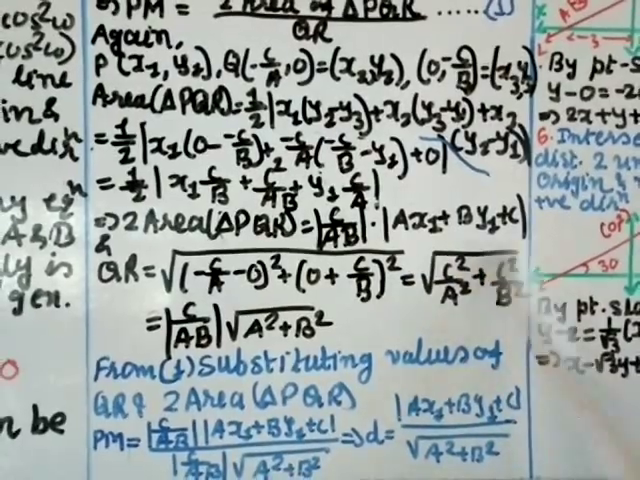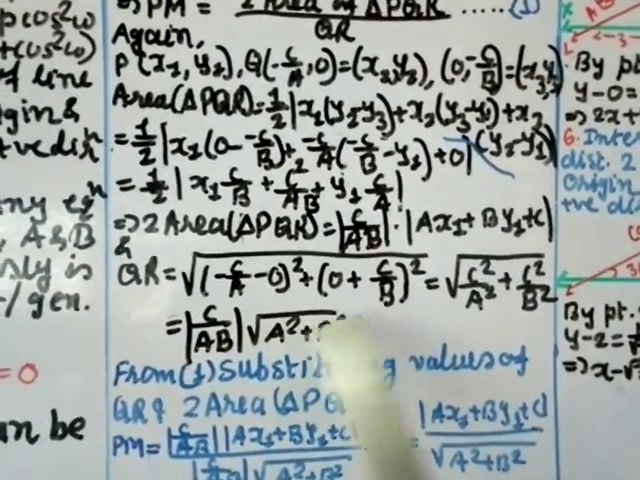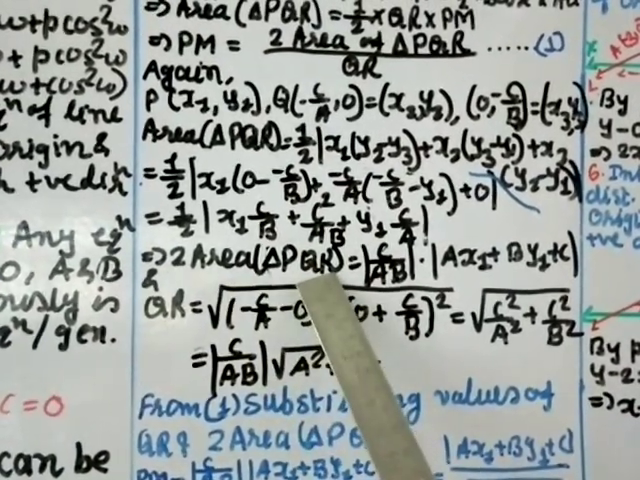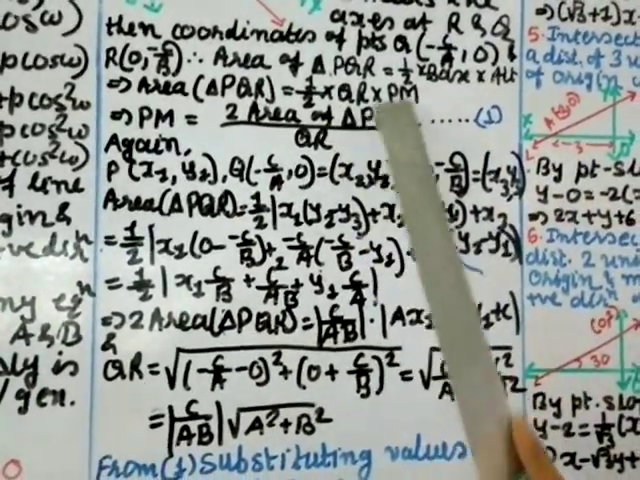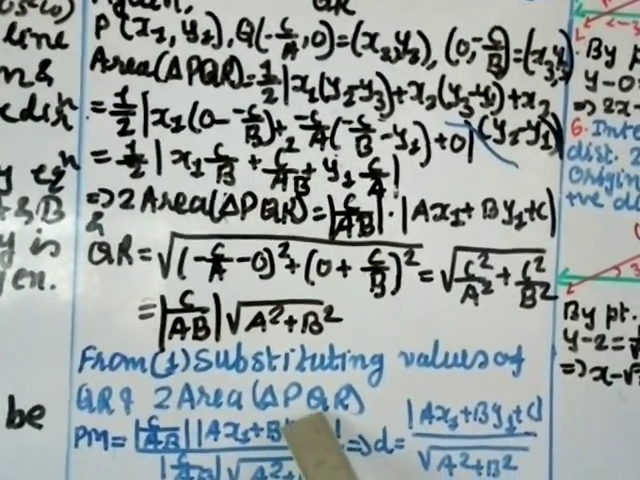Actually it is b square plus a square, but it is addition, so I am just writing square root of a square plus b square. Okay, now you have found the value of QR, you have found the value of 2 times the area of triangle PQR. These two values you put in equation 1. So from 1, substituting the values of QR and 2 times area of triangle PQR.